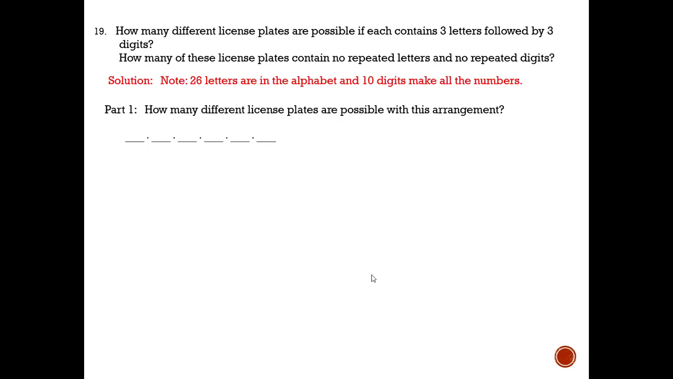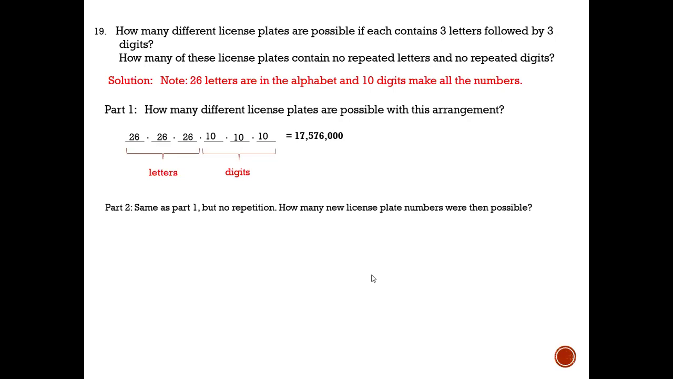So you have 3 letters followed by 3 digits. Again, the first 3 choices are letters. The next 3 are digits, and that's it. We know there's 26 letters of the alphabet, so for each option of those 3 letters, I have 26 choices. We have 10 choices for the digits. To find how many possibilities there are with this arrangement, we just multiply everything: 26 times 26 times 26 times 10 times 10 times 10, we should get 17,576,000, okay?